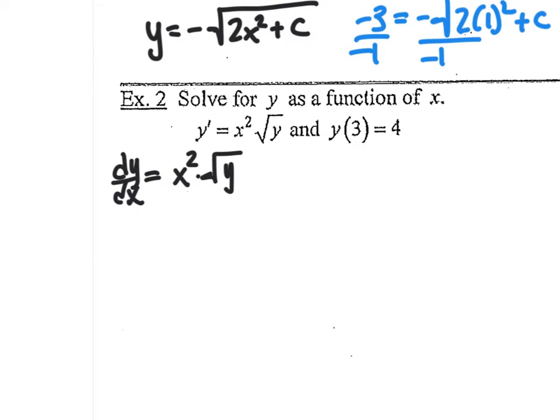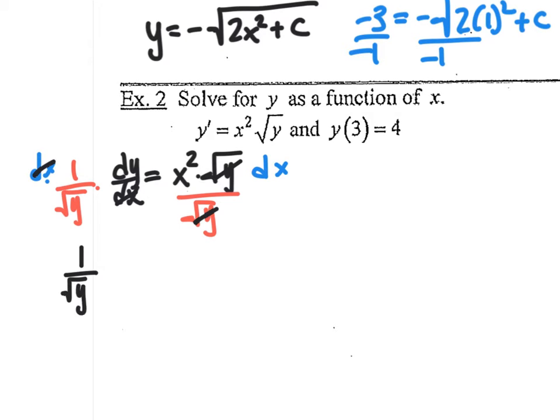I'm going to move my dx to the right side and then divide by the square root of y. So let me do that real quick, square root of y. And dividing by the square root of y, guys, is the same as multiplying by 1 over the square root of y. Okay, and then I'm going to multiply, move my dx over. So this part goes away here and here. These go away here and here. So I end up getting 1 over the square root of y dy is equal to x squared dx, okay?